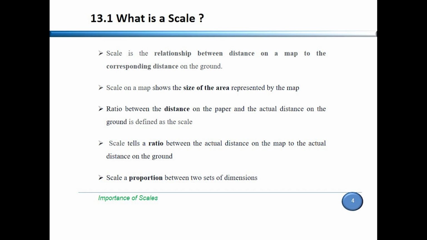Now, what is a scale? When we define a scale, a scale is a proportion of 2 points on the map to the corresponding 2 points on the ground. So, 2 consecutive points on the map should be represented on the ground. The proportion of this map and ground reality is the scale.